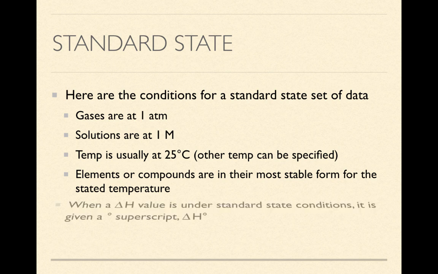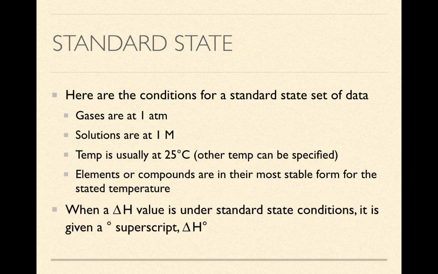Now when we have a delta H value that is under standard state conditions, we use a little degree symbol as a superscript. Anytime we see delta H°, that's usually how we say it. Sometimes you'll hear people say delta H naught. What we mean is that those conditions are standard state. And so if you see that little symbol there, you actually don't need to be told what the temperature is, because we should know it's 25 degrees Celsius.